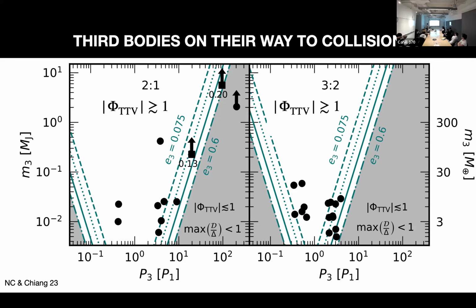Gray on the plot is bad, and white is good. And you see most of the points here in the white. Now everything depends on how eccentric they are. So we're asking for eccentricities of 5 to 10%, if they're going to be responsible for these phases.